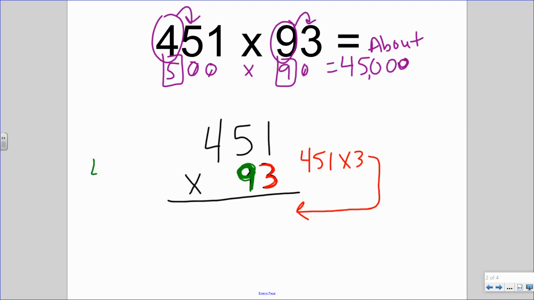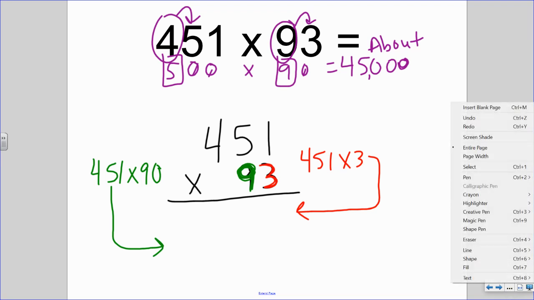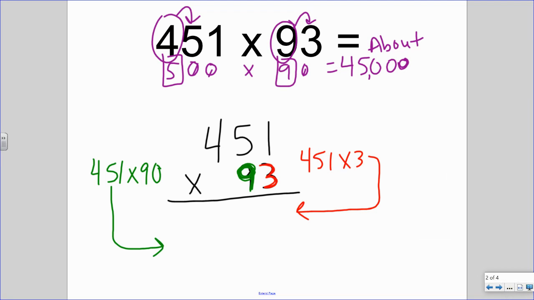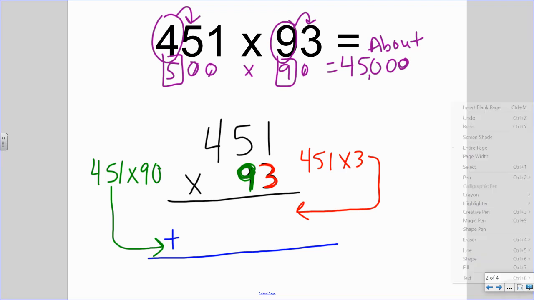But we have to remember that 451 times 9 is not really the problem. It's really 451 times 90. And the answer to that is going to go underneath. And our final step, guys, is going to be pretty simple. We're simply going to take those two parts, those two pieces, and we're going to add them together. And we'll get our final answer.